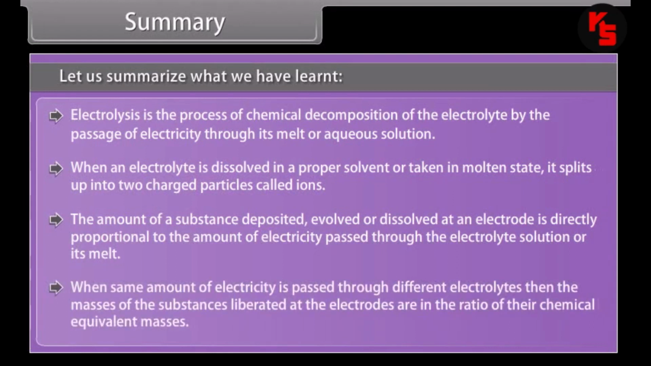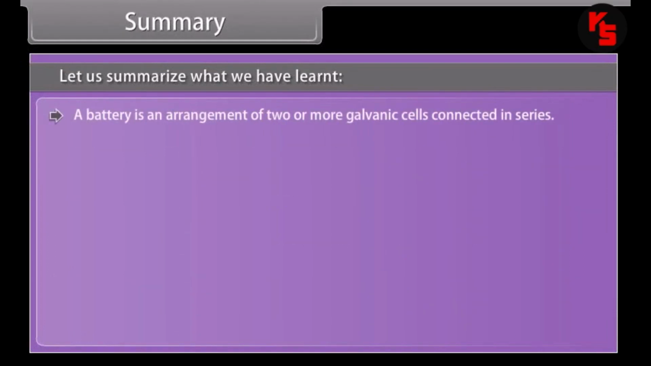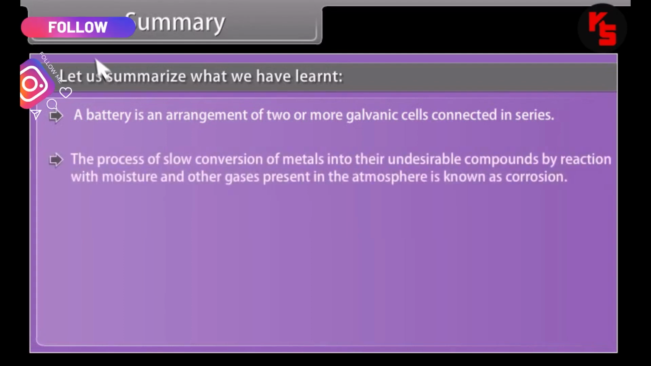When the same amount of electricity is passed through different electrolytes, then the masses of the substances liberated at the electrodes are in the ratio of their chemical equivalent masses. A battery is an arrangement of two or more galvanic cells connected in series. The process of slow conversion of metals into their undesirable compounds by reaction with moisture and other gases present in the atmosphere is known as corrosion.